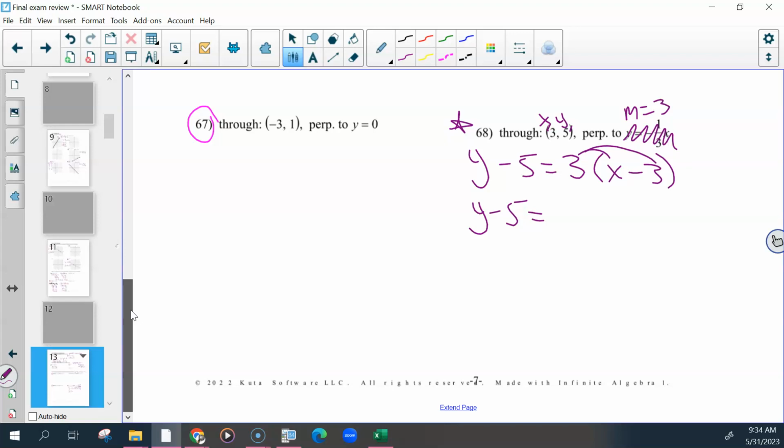What would that be when we distribute? 3x minus 9. And then we would add 5 to both sides.